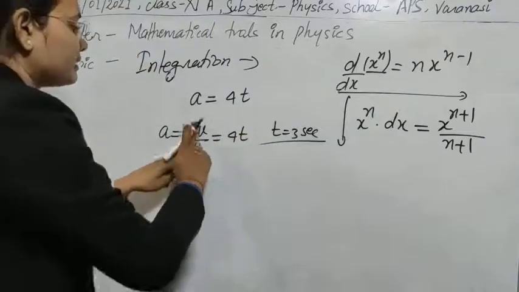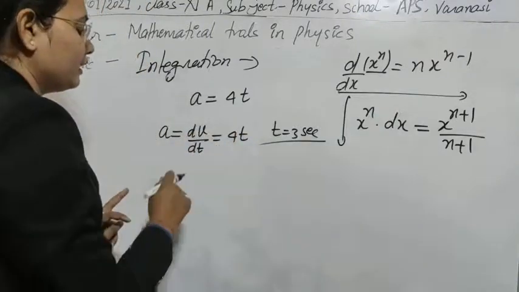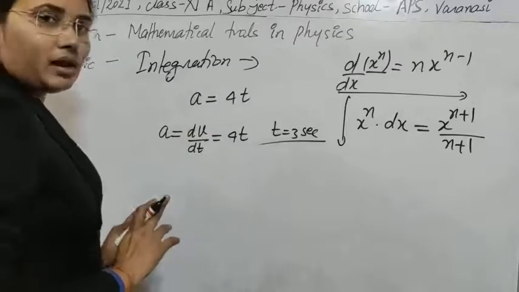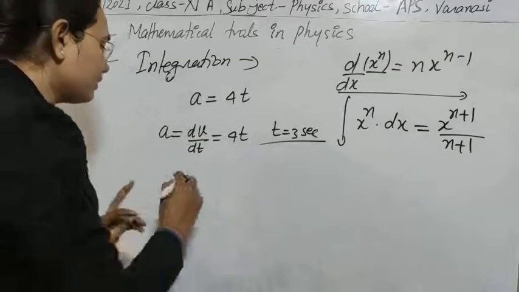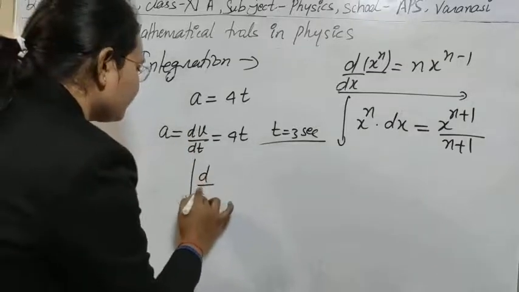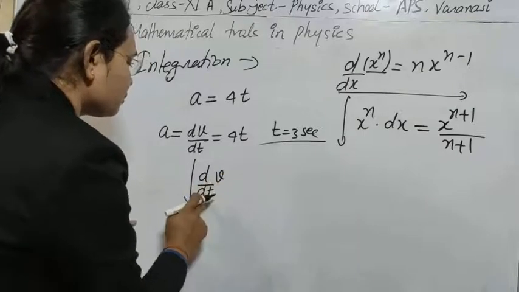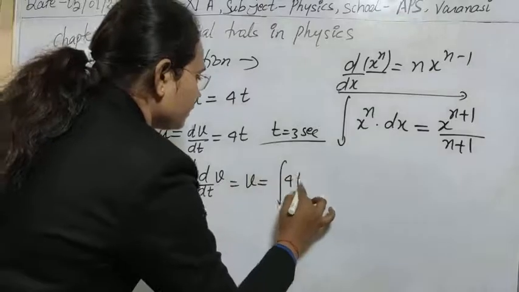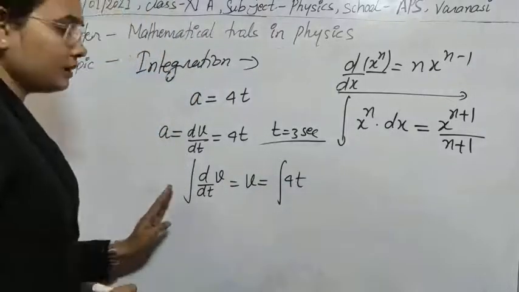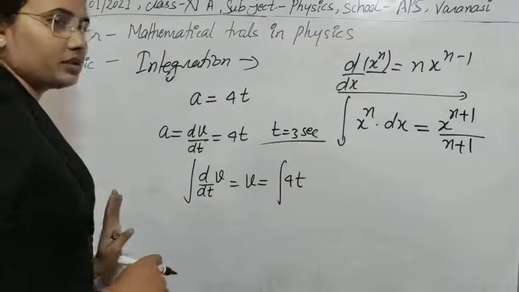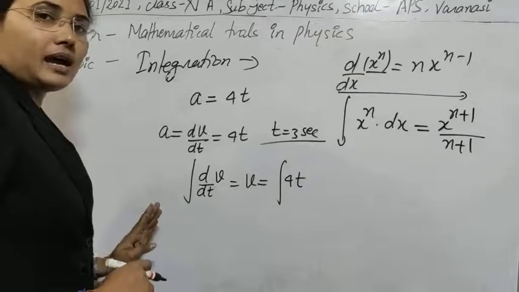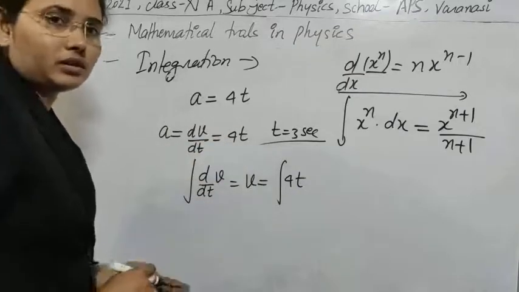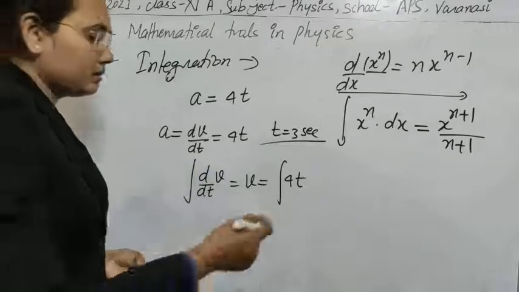Again here, as dv by dt is equal to 4t, you have to find out this v. So I just told you, if you take the integration of this term here, the differentiation will cancel out and you will get finally v. In this way you can find out easily the velocity of the particle. So integration helps you to go in the reverse order of the differentiated quantity.